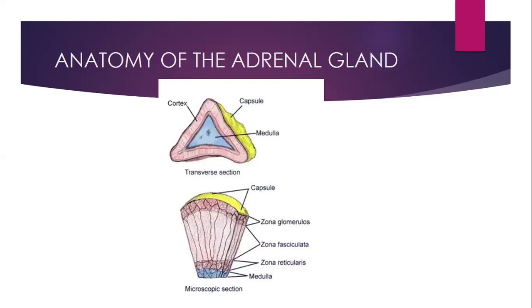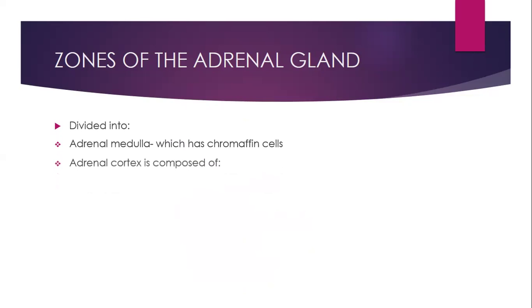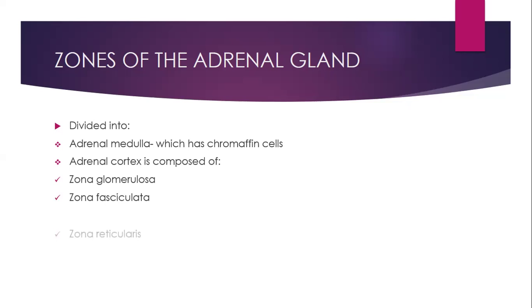So in the microscopic section below, we can see that we have the medulla at the far lower end. Then you have the zona reticularis, fasciculata, and glomerulosa. So, sorry, for the zones of the adrenal gland, number one, it is divided into the adrenal medulla and the cortex. The medulla is usually composed of chromaffin cells, while the cortex is composed of, number one, the zona glomerulosa, which forms the outermost layer, the zona fasciculata, which forms the middle layer, which is usually wide, and finally the zona reticularis, which forms the innermost layer.